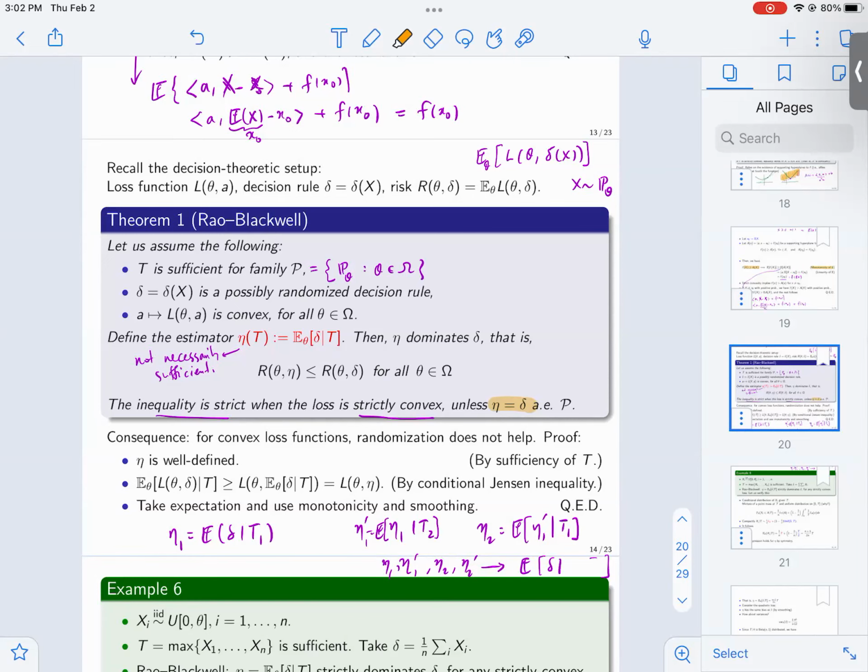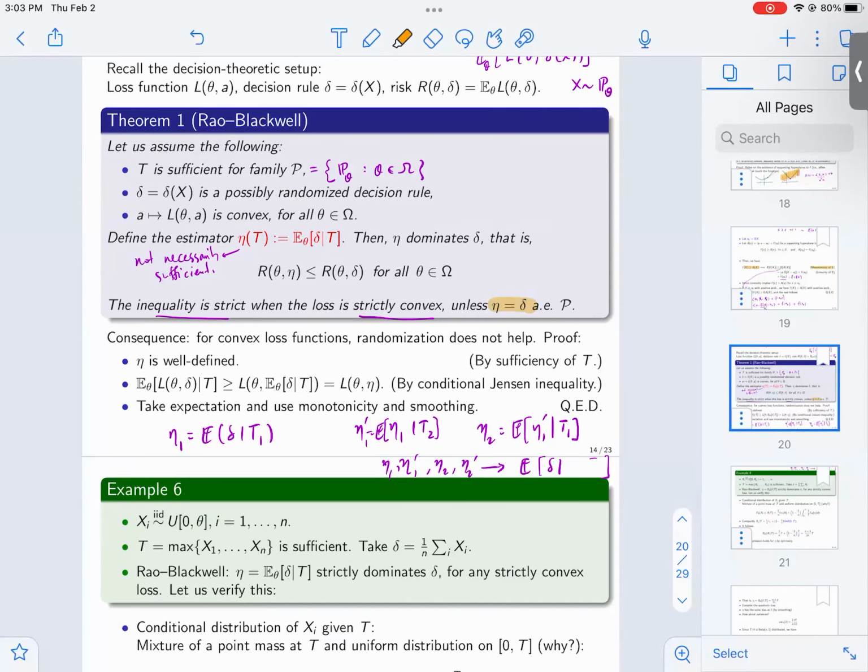Okay, so if no questions, let's try to prove this. The proof is very simple, actually. Oh, I guess I have a question. Yeah. Delta is sufficient, is Gino sufficient? Delta is sufficient.